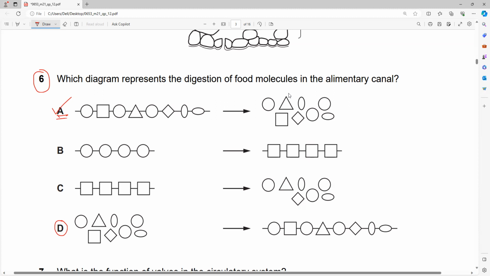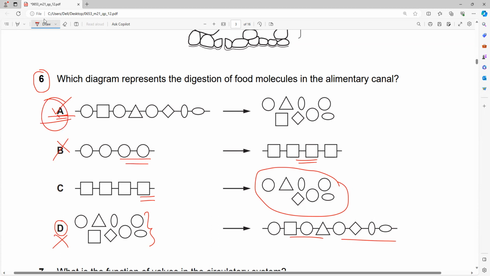Now, sir, why can't it be option B? In option B, see, similar food we are taking, and again similar food, another similar food is coming. Here also similar food we are taking, but varieties of food are present after digestion. And here it is already broken down into smaller, and after digestion it is forming a large molecule. So option D is also not. Only option A is actually a valid answer.